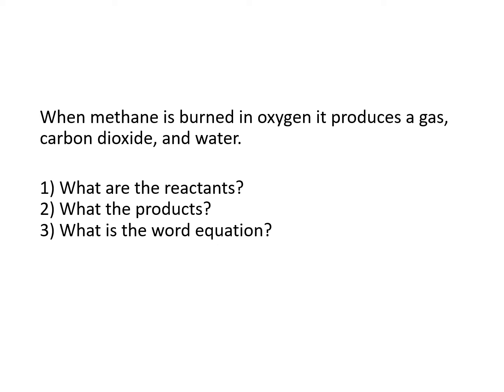So we have an example here. When methane is burned in oxygen, it produces a gas, carbon dioxide, and water. So in this example here, let's go through it. What are the reactants? What are the products? And what is the word equation? So what are the reactants? What do we start off with here? And what are we producing?